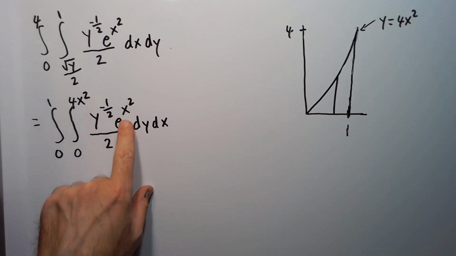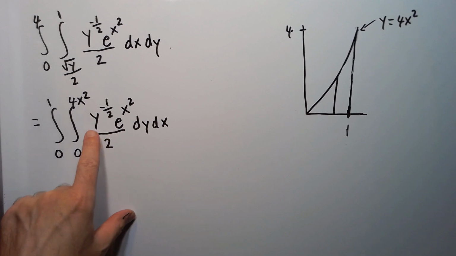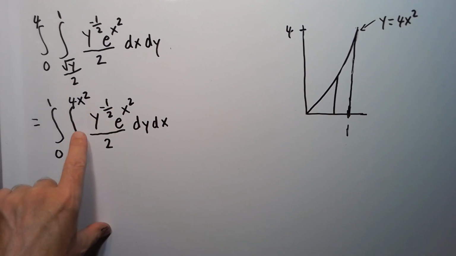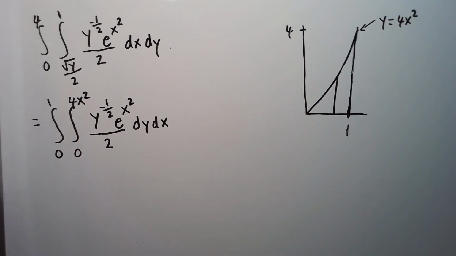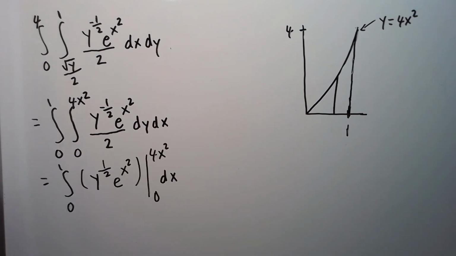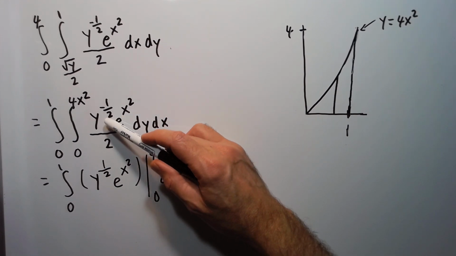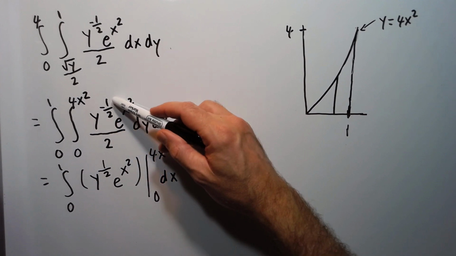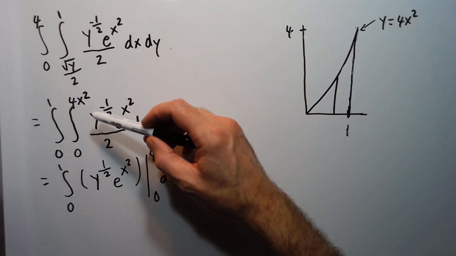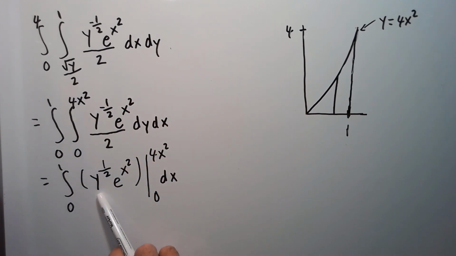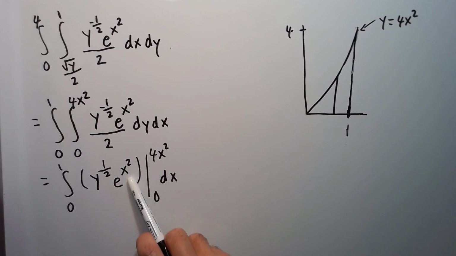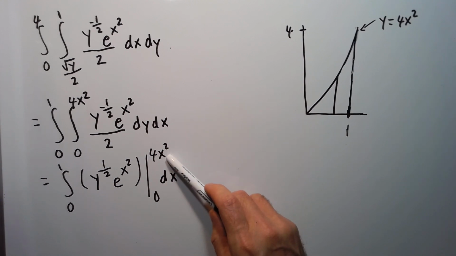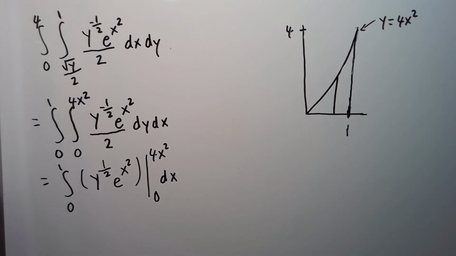So therefore the e to the x squared is treated like a constant, so we're just integrating y to the minus 1/2. So we're going to add 1 to that and divide by the power. So let's do that. Integrating y to the minus 1/2, adding 1 to that gives 1/2. Then you'd be dividing by 1/2, which would be the same as multiplying by 2, but then the 2's would cancel here. So you just get y to the 1/2 e to the x squared, evaluated at 0 and 4x squared. So I'm going to put 4x squared in place of y here.